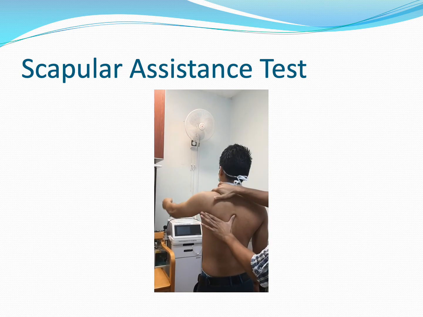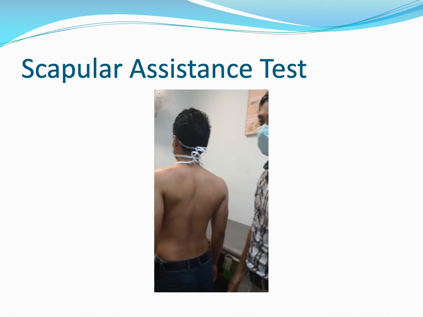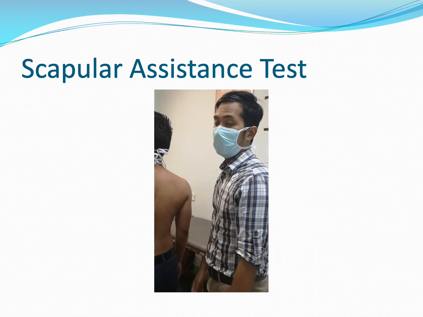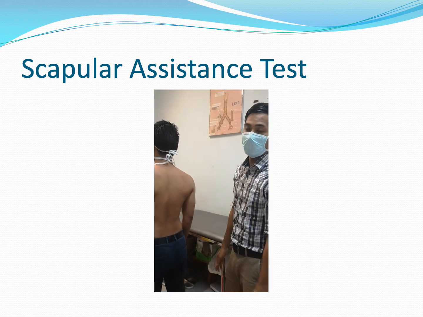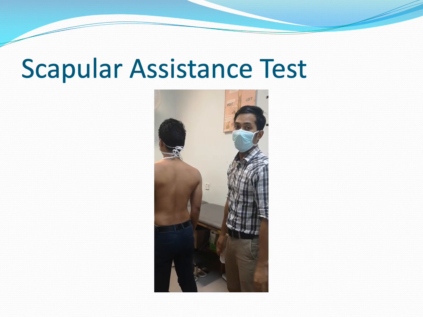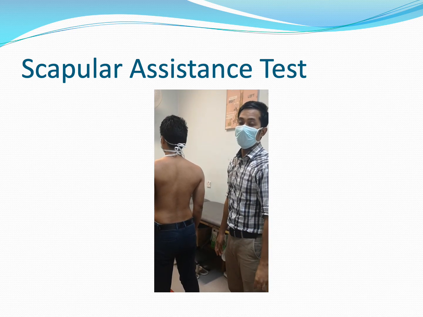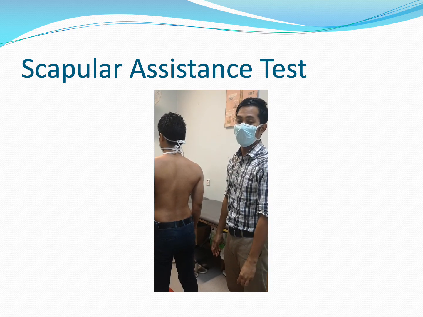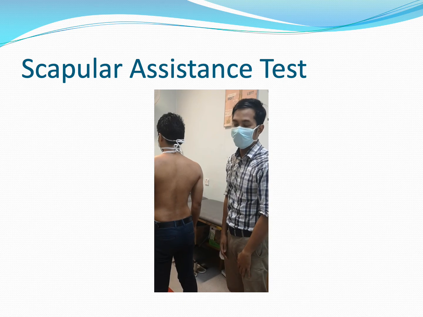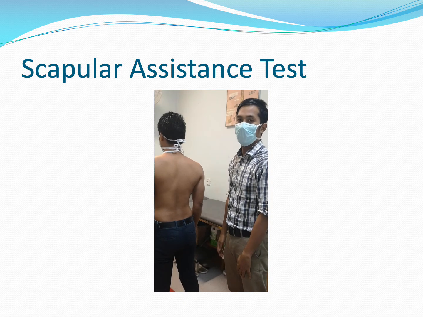Okay, if patient symptom reduces during this test, that means patient has poor scapular stabilizer muscles, which is lower trapezius and serratus anterior weakness. Okay. Assistance test for this patient.